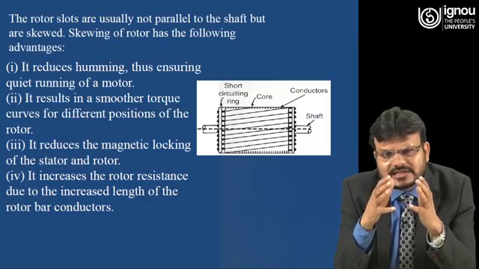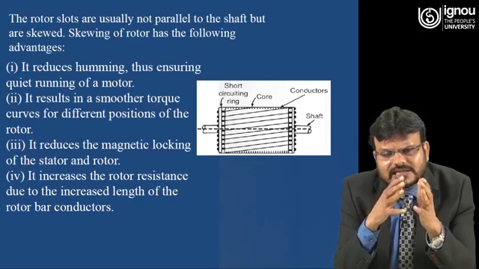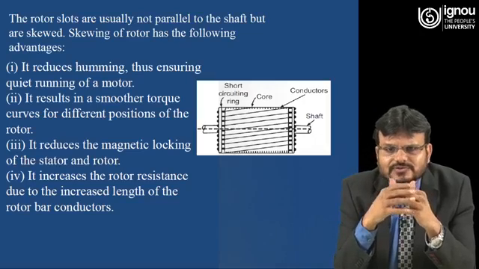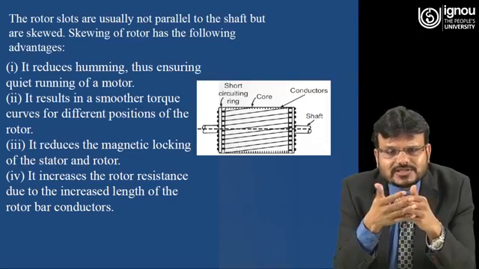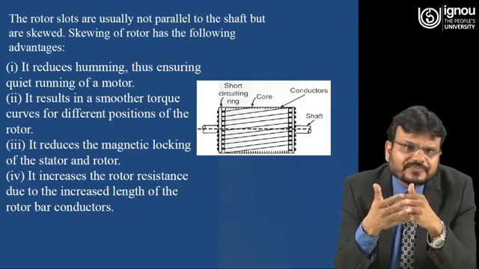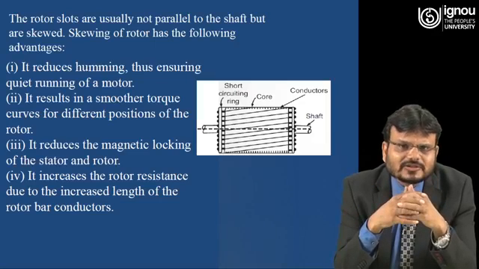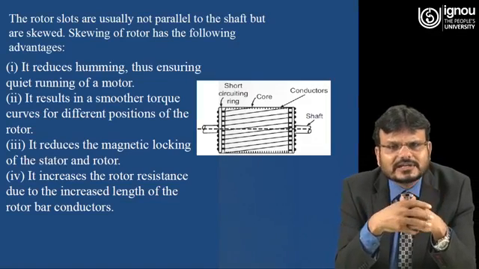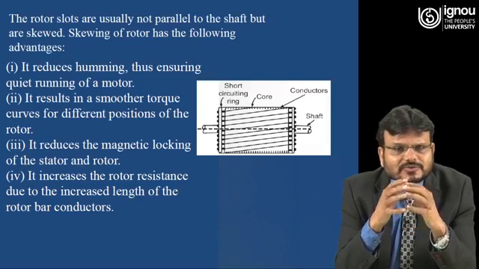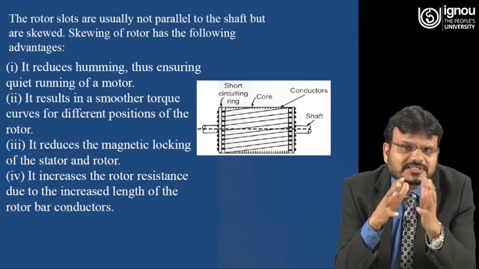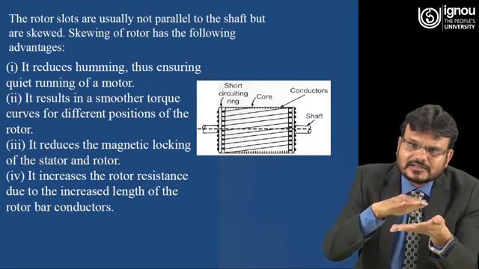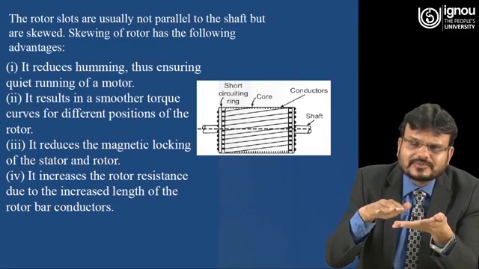So you can see that torque is directly proportional to the resistance of the rotor also. So if you are able to increase the rotor resistance, that means you can increase the starting torque of this induction motor also. So these all are the advantages of the three-phase induction motor if this skewing is done. Skewing means just you are putting the conductor not along the shaft.